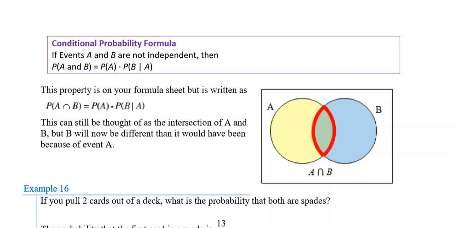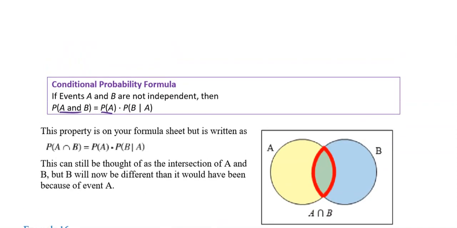I'm throwing lots of formulas at you guys. The conditional probability formula is, if events A and B are not independent events, then the probability of A and B is equal to the probability of A times the probability of B given A. I know that sounds complicated, but remember how it was before? When they were independent events, the probability of A intersection B, because that is "and," was equal to the probability of A times the probability of B, right? You just multiply probabilities together.